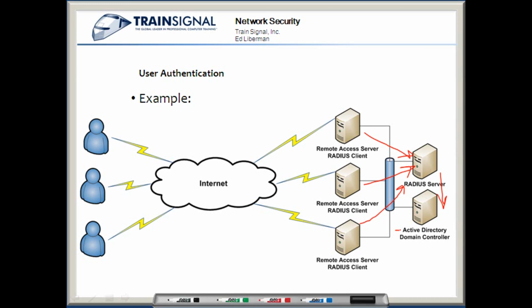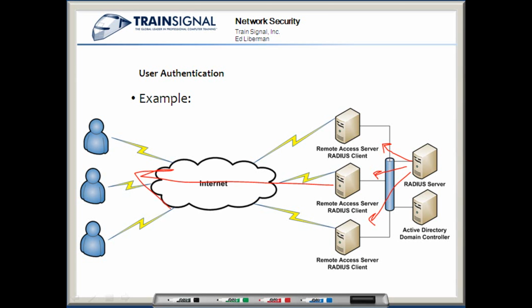So the Radius server will query Active Directory to see whether that user is using the appropriate credentials and whether they are allowed to have remote access to the network. The Radius server, when it gets the response back from the Active Directory domain controller, then passes that result back out to the Radius clients, who will then go ahead and tell the end user whether they get in or not.